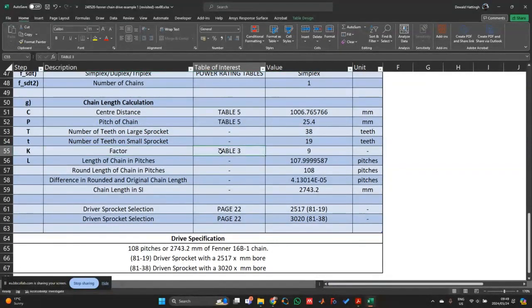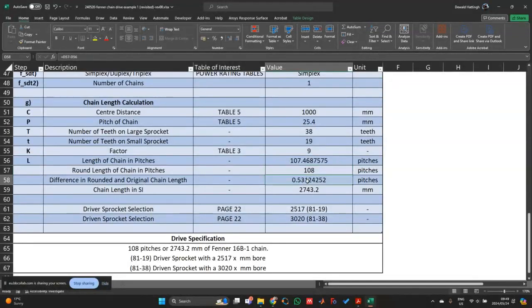The K factor we find from table 3 as 9, and then we can go and calculate the length of the chain in pitches. In this case, I made it 107, or I think if we actually use the recommended center distance, I think that was 1000 millimeters. Then you'll see that the length of the chain in pitches is 107.5. The rounded value that we want is 108.